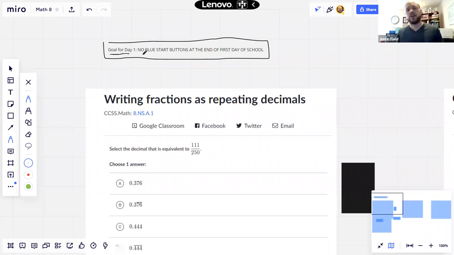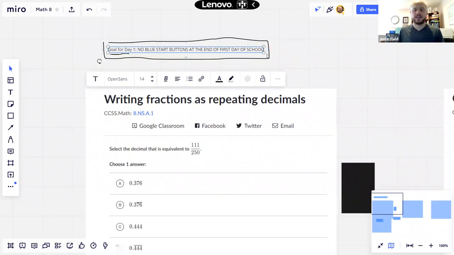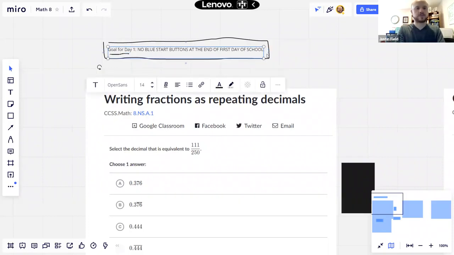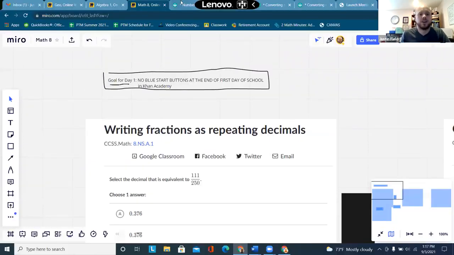Goal for day 1: no blue start buttons at the end of the first day of school. And that would be, just add to that, in Khan Academy. So we use Khan Academy. Did I spell that right? Let me show you Khan Academy.